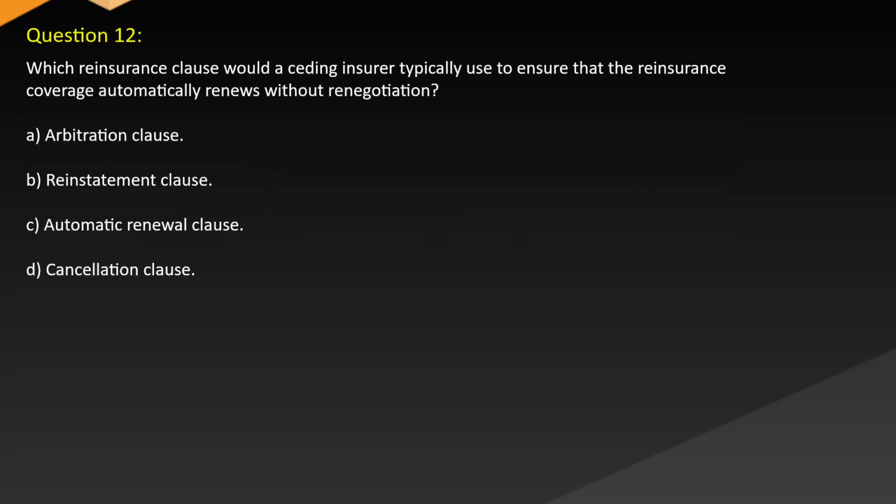Question 12. Which reinsurance clause would a ceding insurer typically use to ensure that the reinsurance coverage automatically renews without renegotiation? A. Arbitration clause. B. Reinstatement clause. C. Automatic renewal clause. D. Cancellation clause.